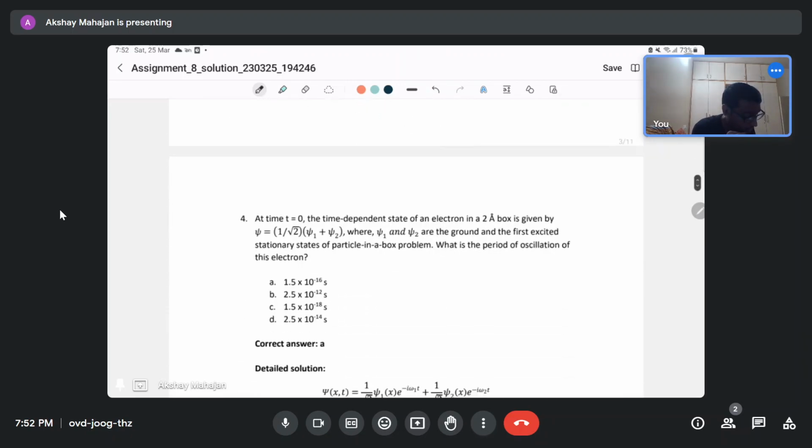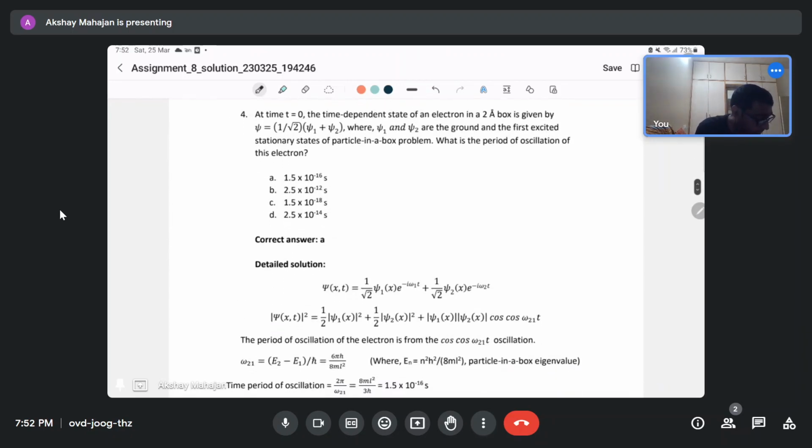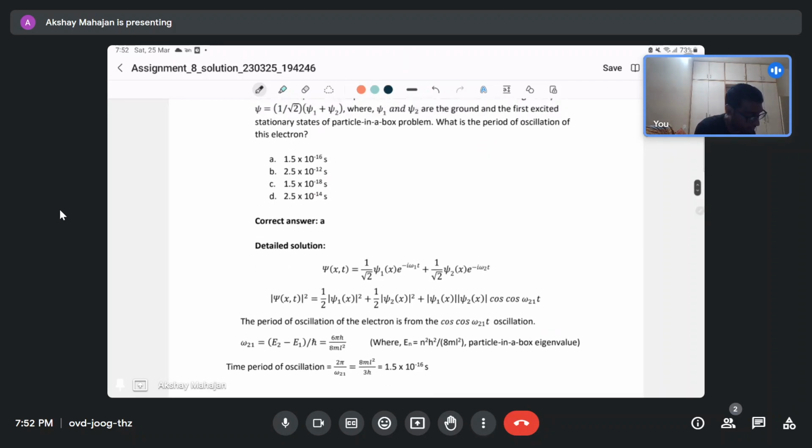Alright. Okay, and next is problem number 4. At time t equals 0, the time dependent state of an electron in a 2 angstrom box is given by, okay, the time dependent wave function, where psi 1 and psi 2 are the ground and the first excited stationary states of the particle in a box problem. What is the period of oscillation of this electron? Alright, so we need to find the period of oscillation.